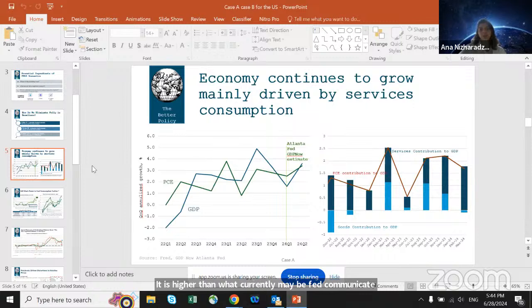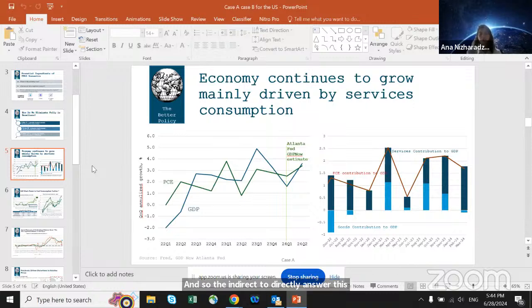So continuing with the GDPNow estimate. In the second quarter data, it stands at 2.7% with the updated newest data. And the key question now is, why is it solid? Because for the US, 2.7% GDP growth, I will say, is still solid. And to directly answer this question, the answer would be consumption.